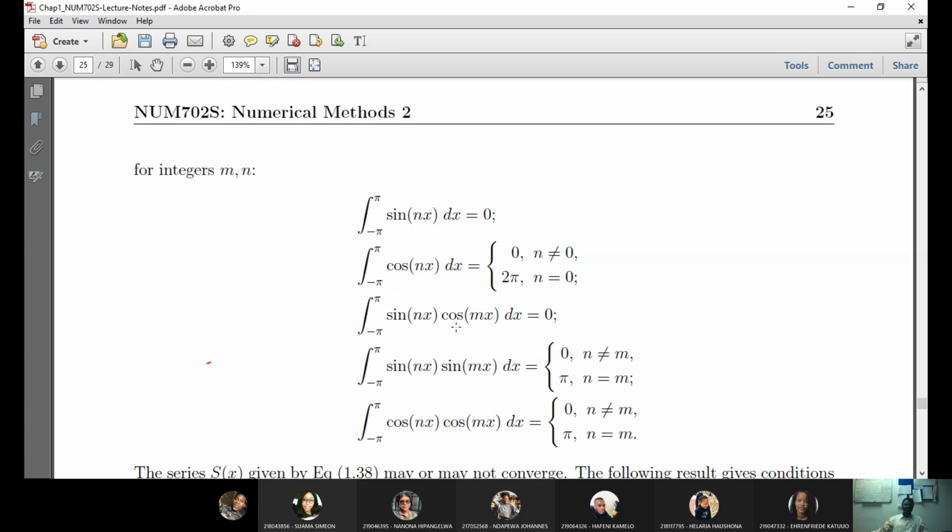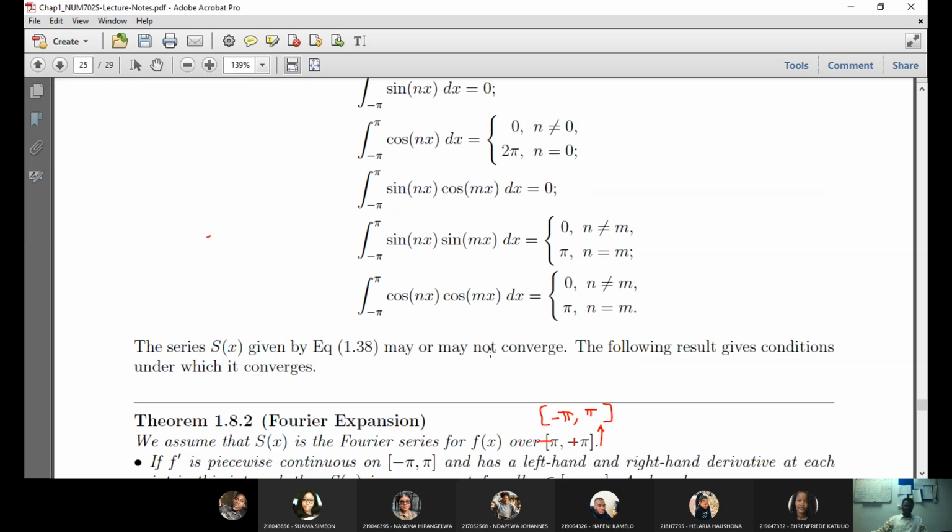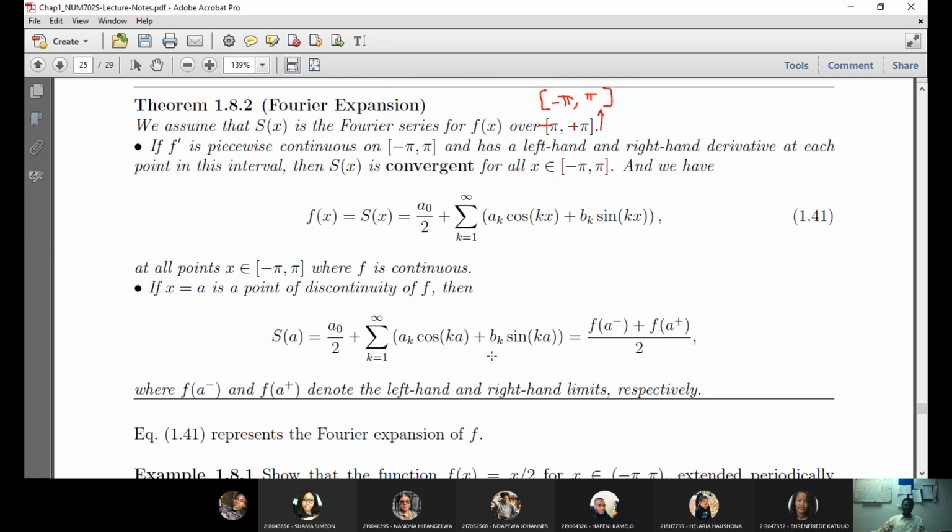Sine nx, cosine mx, all those. So you can see that they are orthogonal. When m is not equal to n, for sine it is 0. For sine cosine it is 0. For cosine alone it is also 0. For sine alone it is also 0. For cosine it is 0. So you can see that they form an orthogonal basis.